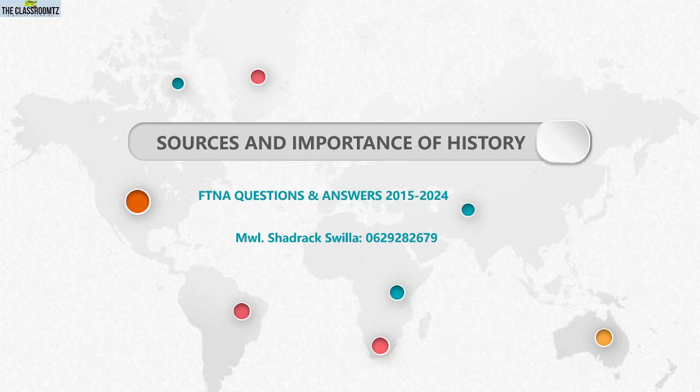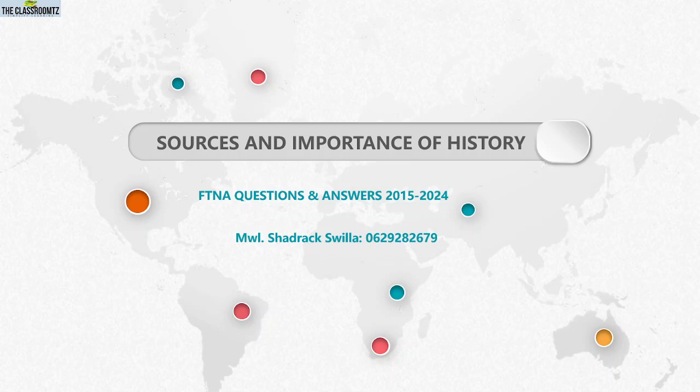I tried to check the questions from the Form 2 National Assessment, FTNA, covering almost 9 years, from the 2015 exam to the 2024 exam. The first topic in the Form 1 series is sources and importance of history. So today our discussion will be based only on questions coming from sources and importance of history, and our reference is the National Assessment Exam, commonly known as NECTA.